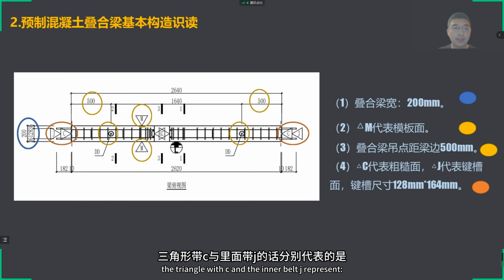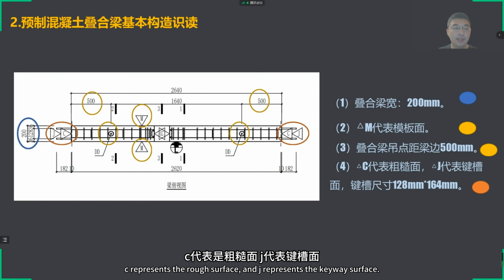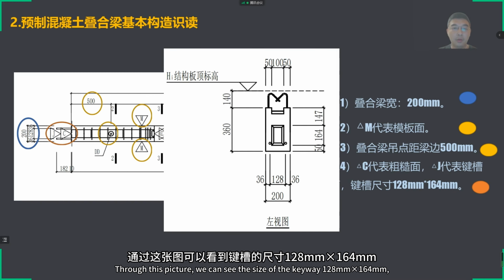The triangle with C and the triangle with J represent surfaces. C represents the rough surface and J represents the keyway surface. Through this picture, we can see the size of the keyway, 128 millimeters times 164 millimeters.